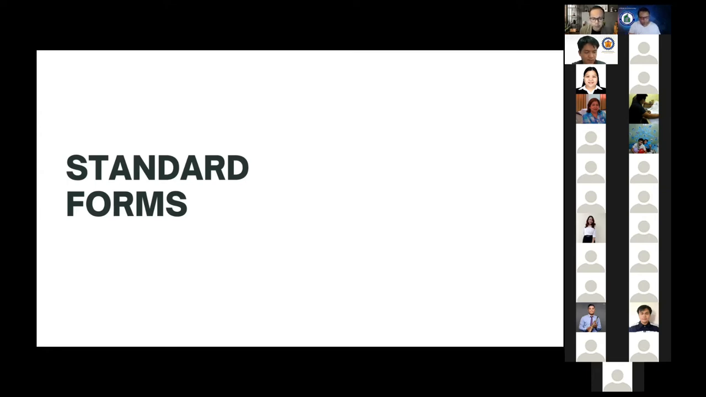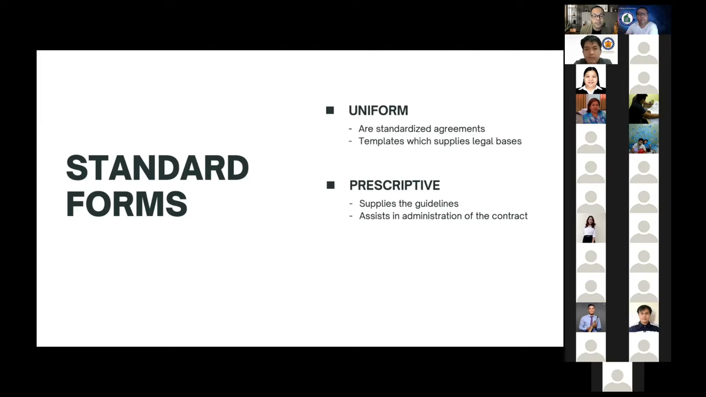So standard forms of contracts, as I have said earlier, are templates or standardized agreements, which supply the legal basis and mechanisms and remedies, which safeguard the contracting parties' rights and obligations concerning the contracted construction works. The standard forms of contracts are drafted by institutions with the support of the professionals and industry stakeholders. These standard forms of contract are prescriptive insofar as they provide guidelines on the operation of the contract, which will assist the contracting parties in the administration of their contract. And finally, the standard forms of contract are published by institutions, which define the standards in the industry.